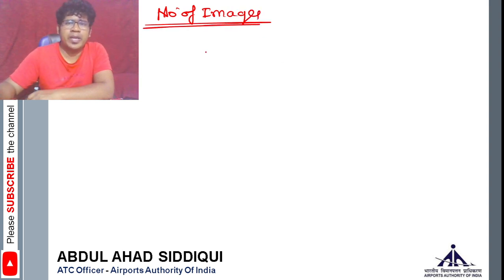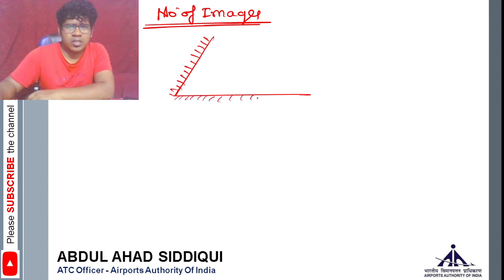Let's say you have two plane mirrors. It is possible only for plane mirrors. Let's say you have two plane mirrors like this, and they are placed at angle theta. So how many images will be formed, right? What you have to do is calculate 360 by theta.